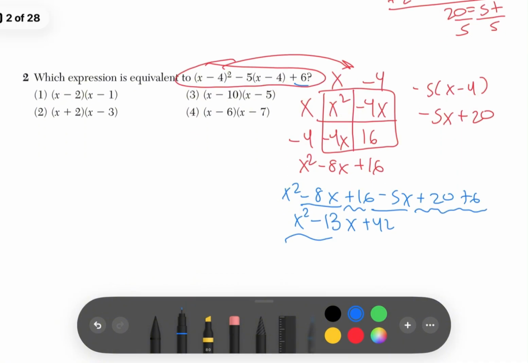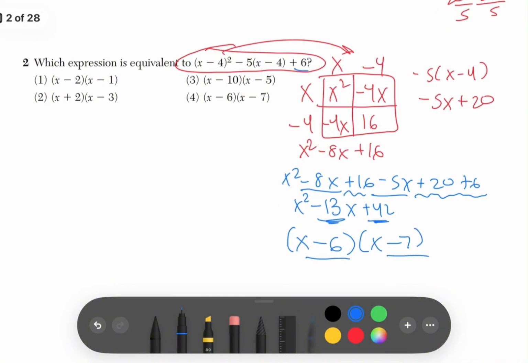So then we have to simplify this even more. So we need to think about what two numbers multiply to give us 42 but add to give us negative 13. And that's going to be x minus 6 times x minus 7, because negative 6 minus 7 is negative 13, but also negative 6 times negative 7 is positive 42. So our answer is going to be 4.